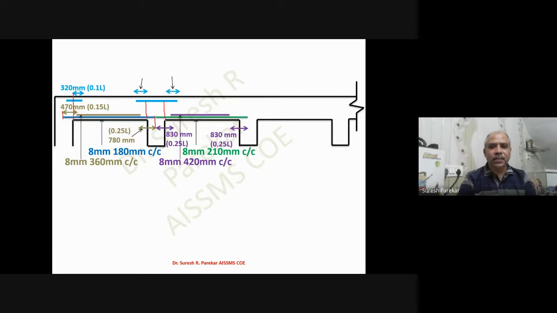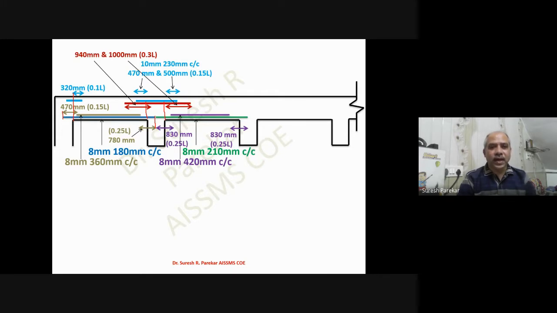Now this will be 0.15. On this side we have 0.15 into 3110. On this side 0.15 into 310. Accordingly we have calculated these values. So 0.15 L, and alternately we have to go for 0.3 L. So you can have these values.